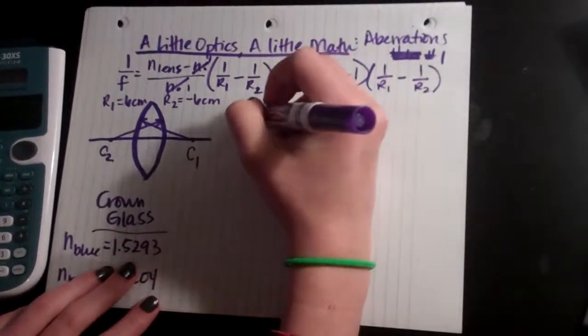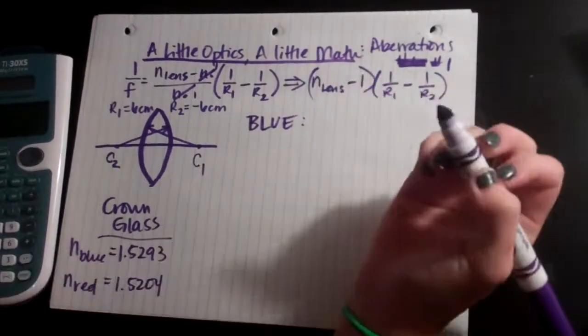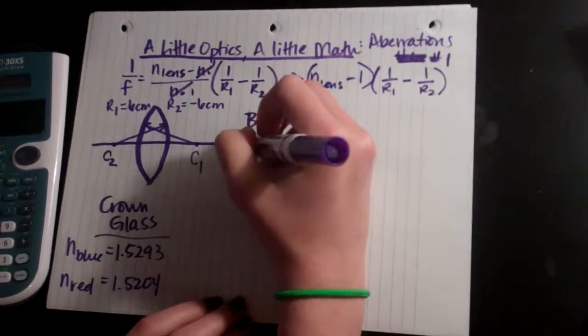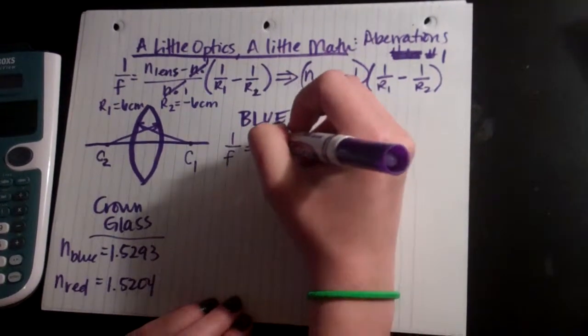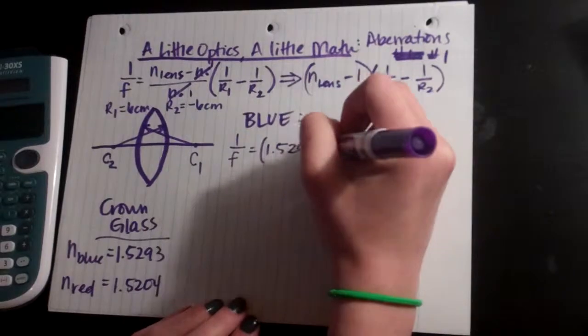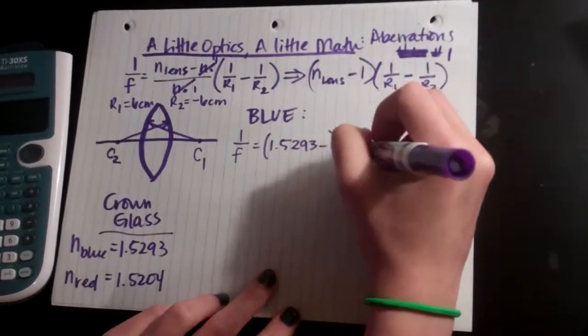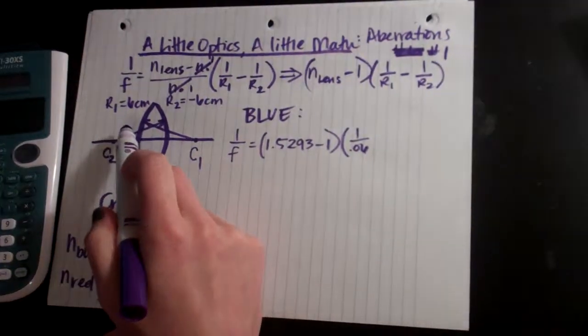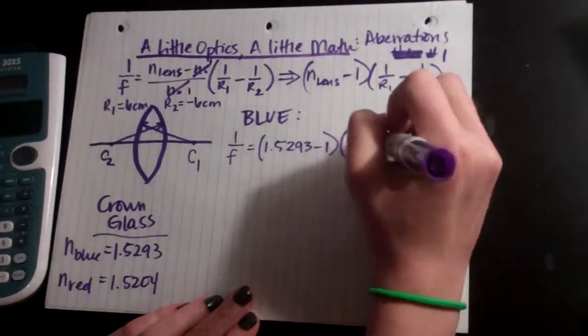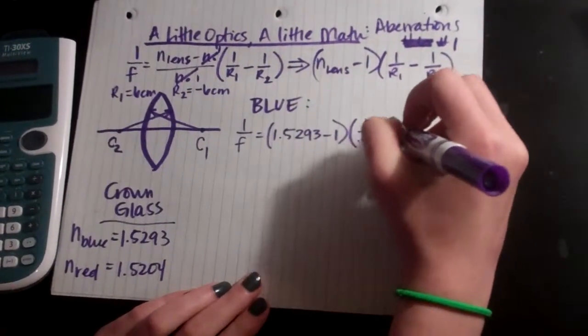So let's do it for blue light first. I'm just going to go ahead and plug in some numbers. 1 over F equals 1.5293 minus 1 times 1 over 0.06. I'm going to go ahead and put these in meters just to make it easier. And because you're subtracting a negative number, I'm going to make this a plus sign.